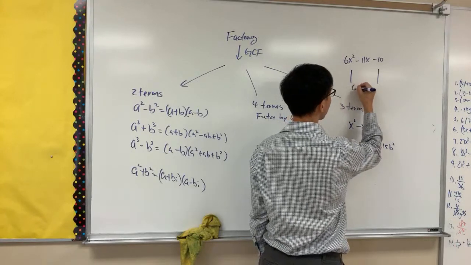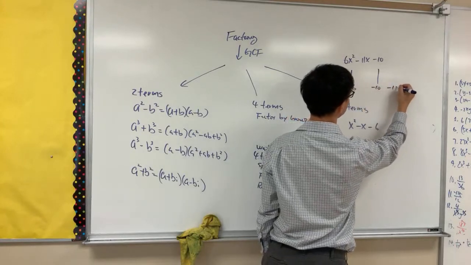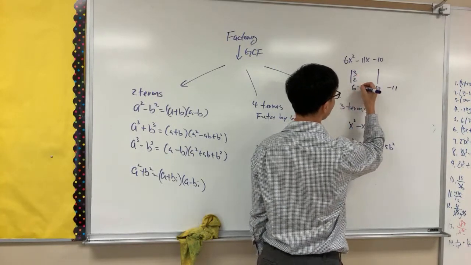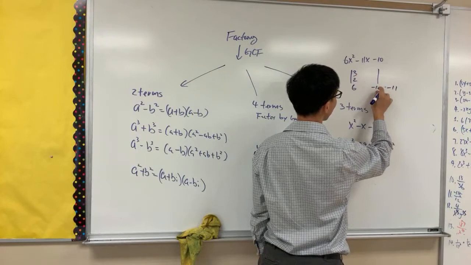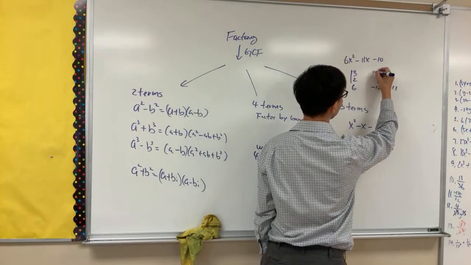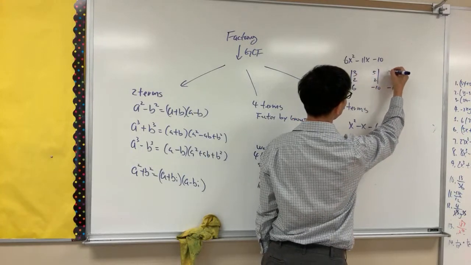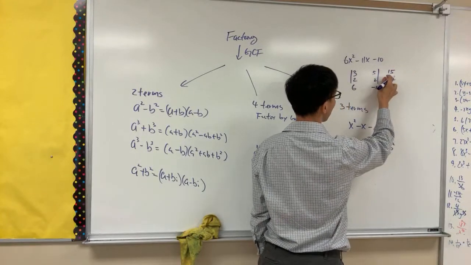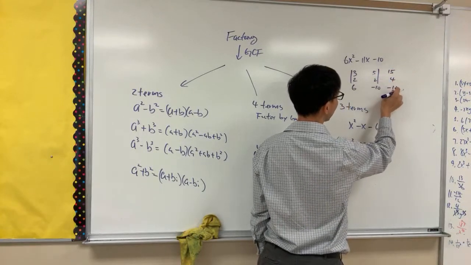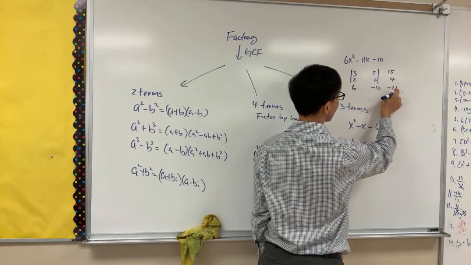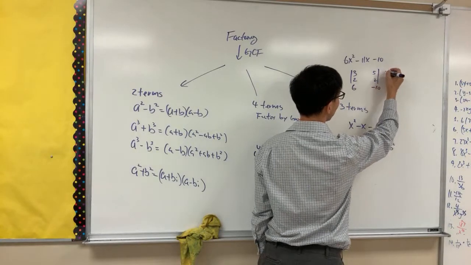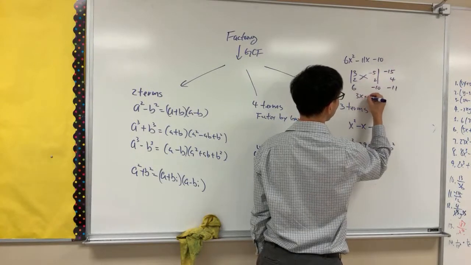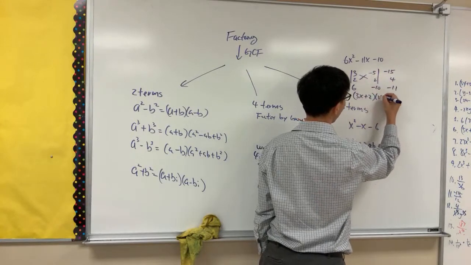Okay, so this one's 6, right? So 3 times 2, right? And then what times what equal to negative 10? 5 and 2. So if I do 5 and 2, that's going to give me 15 and 4. This one, which one needs to be negative in order to get negative? 15 needs to be negative. So you can pair like this. So it'll be 3x plus 2 times 2x minus 5.